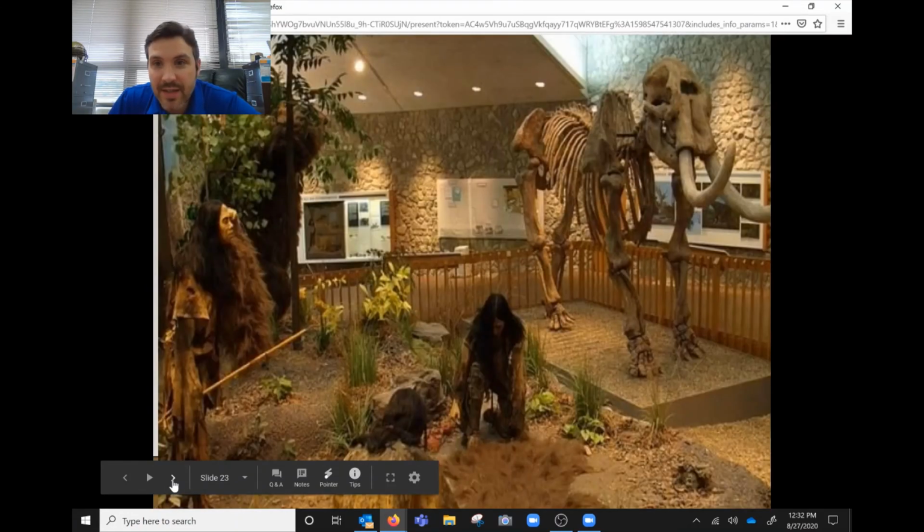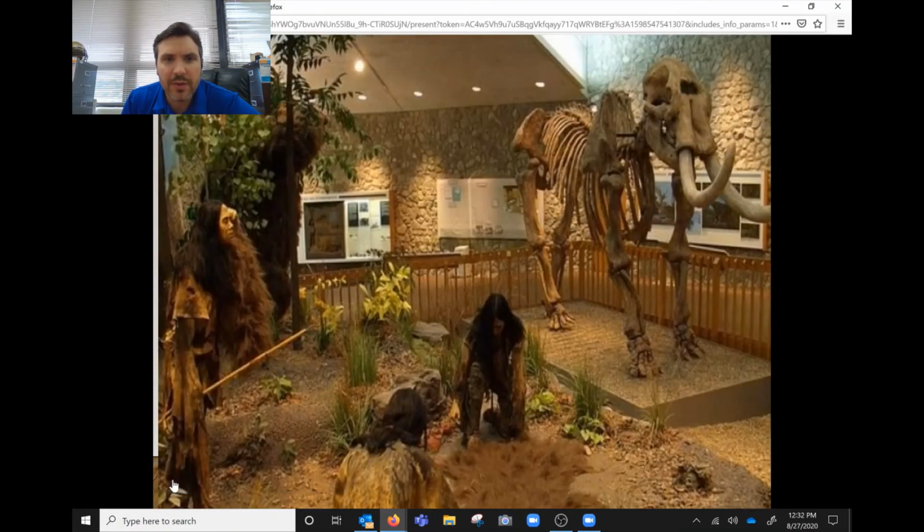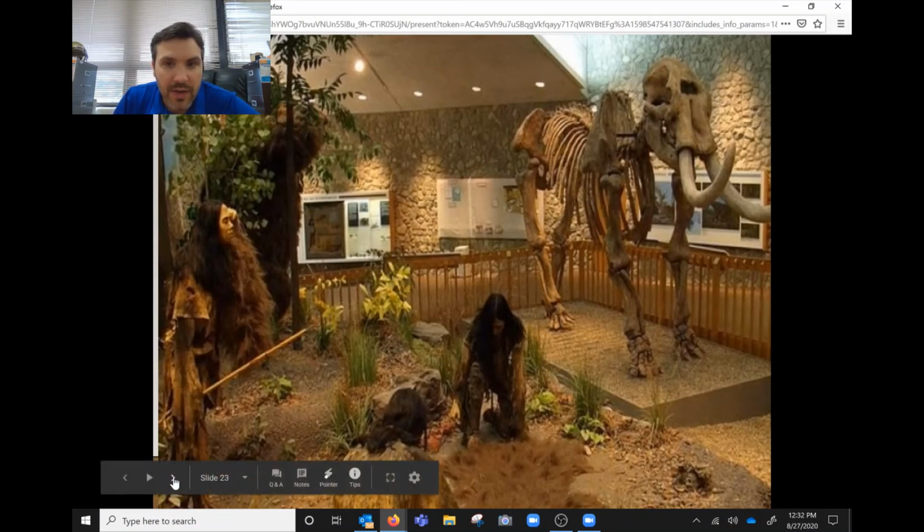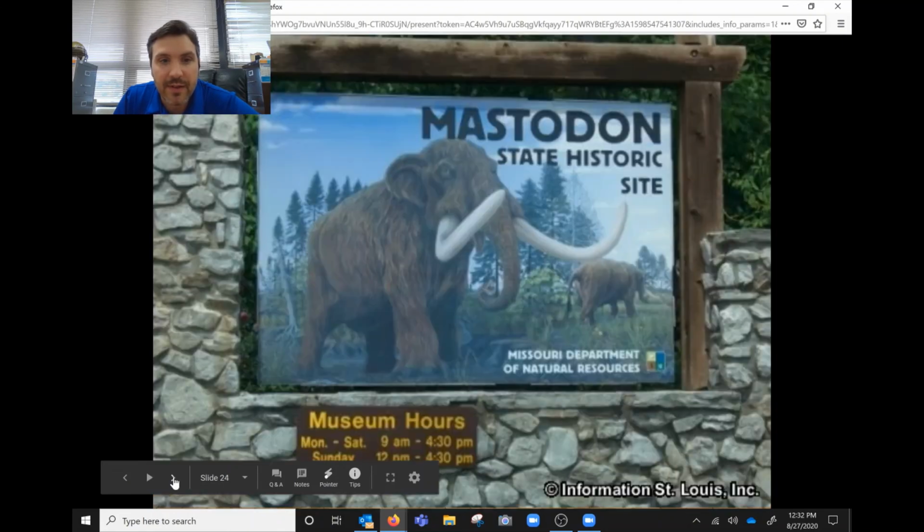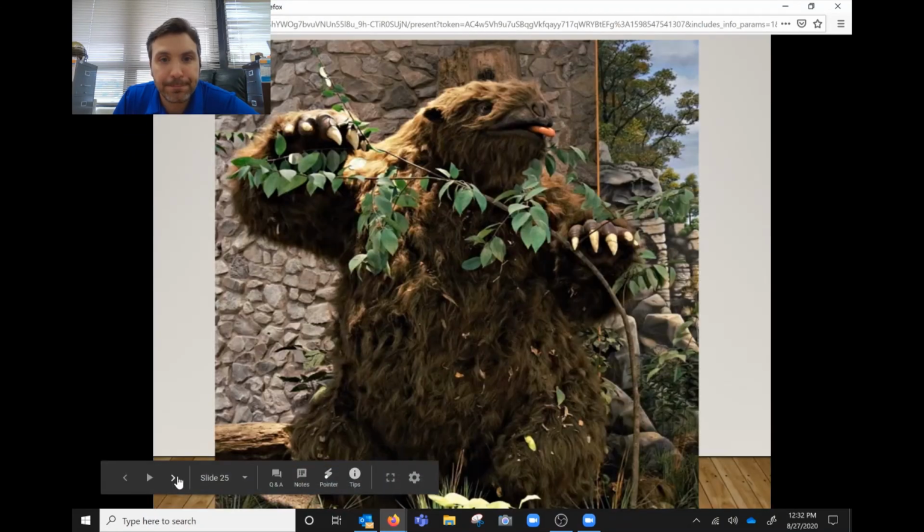Here's Mastodon State Park. It's very close to St. Louis, not too far away. You can Google it. It's about 30 minutes south of Valley Park, near Festus. You can actually go and see where they've dug up mastodons that were in this area. There it goes, Mastodon State Historic Site. It's pretty neat. You should check it out.